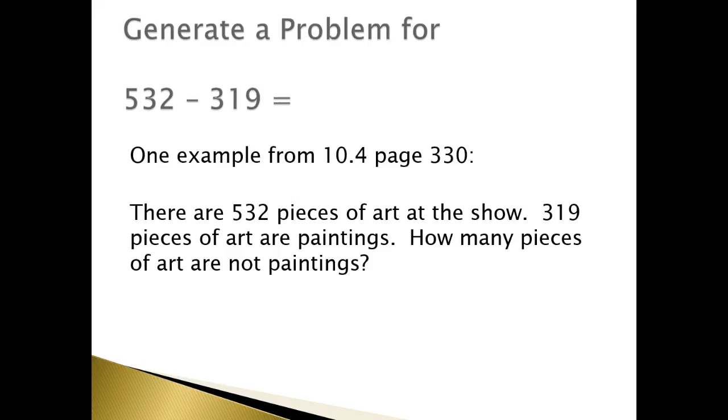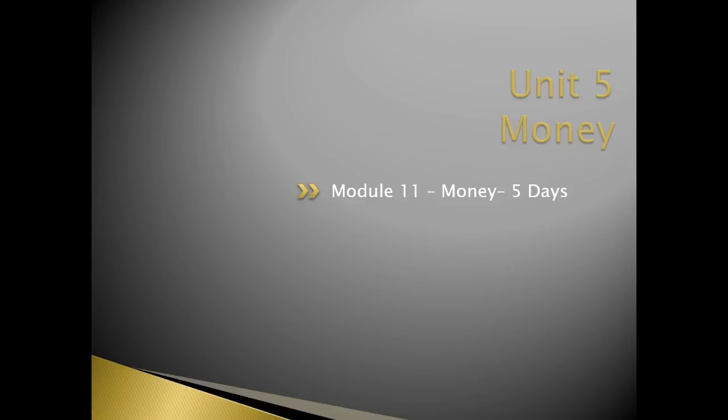So if they have 532 minus 139, for example, they can write this: There are 532 pieces of art at the show, 319 pieces of art are paintings. How many pieces of art are not paintings? So this is just one example of what they can do when given just a number sentence that they have to solve by giving you a problem situation.